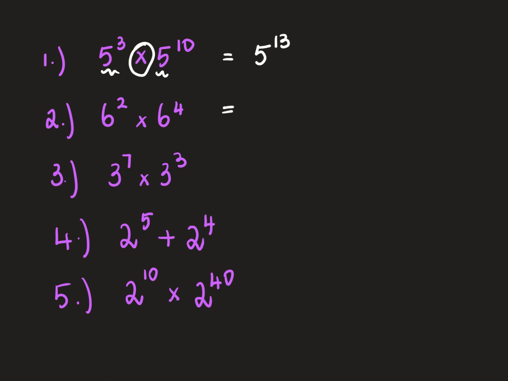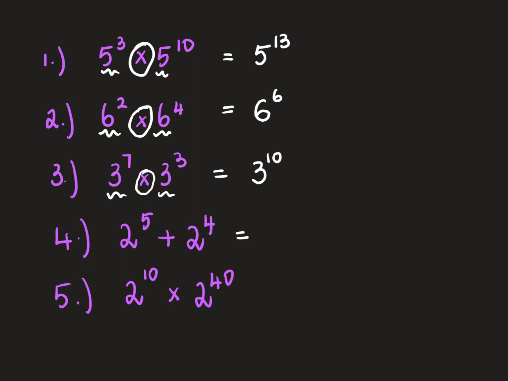Next one, are the bases the same? Yes, they are. Am I multiplying the terms? Yes. So what do I do? I add the indices. We're going to have a 6 there. 6 to the power of 2 plus 4 is 6. Next one, are the bases the same? Yes. Am I multiplying the terms? Yes. So what do I do? Add the indices.